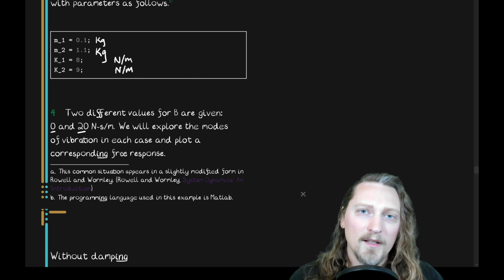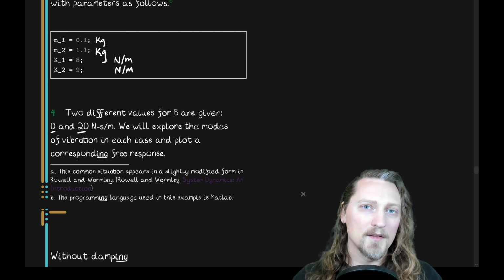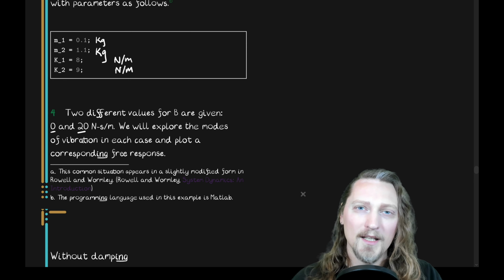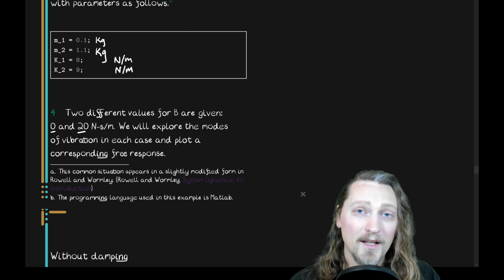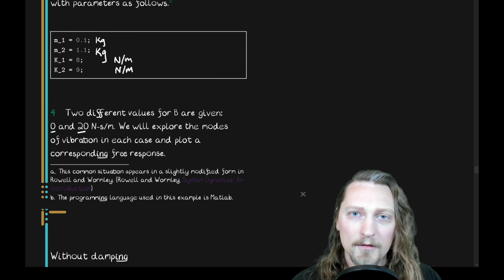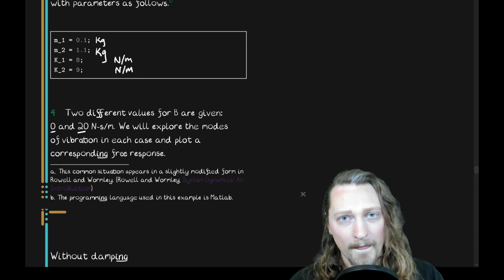So let's look at the free response of the system. We could look at the forced response, but for now we're taking it easy in our analysis, and we're just going to look at the free response, which is quite easy to solve for analytically, of course, using the methods of this state space response chapter.